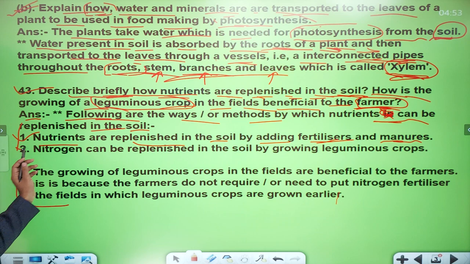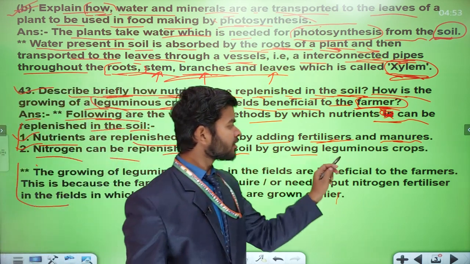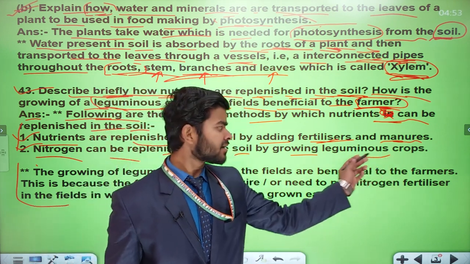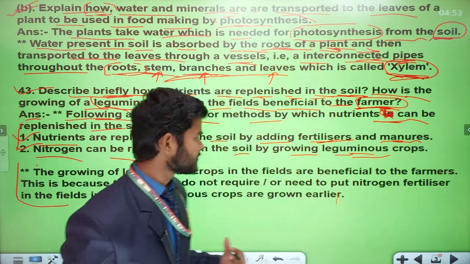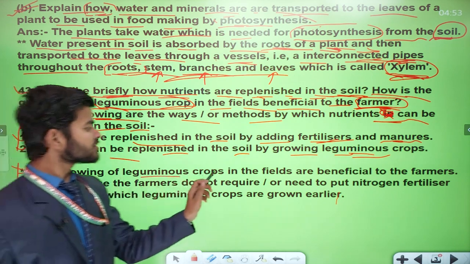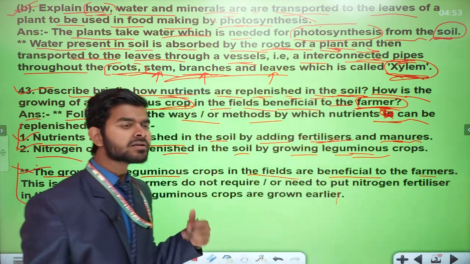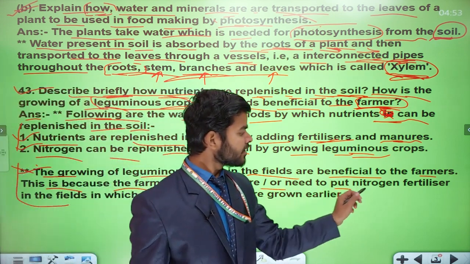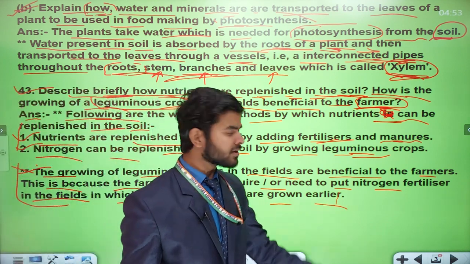All right. Next one, nitrogen can be replenished in the soil by growing leguminous crops. Okay, and I have told you how leguminous crops can recover or replenish soil nutrients. Next one, the growing of leguminous crops in the fields is beneficial to the farmers. But the question arises, how? I'm writing, this is because the farmers do not require or need to put nitrogen fertilizer in the fields in which leguminous crops are grown earlier.